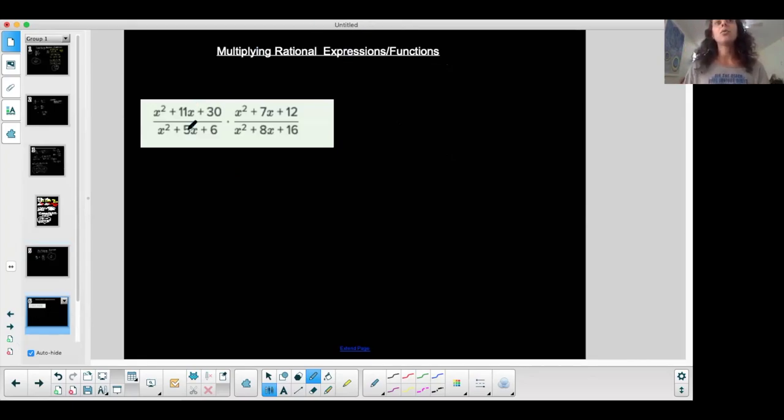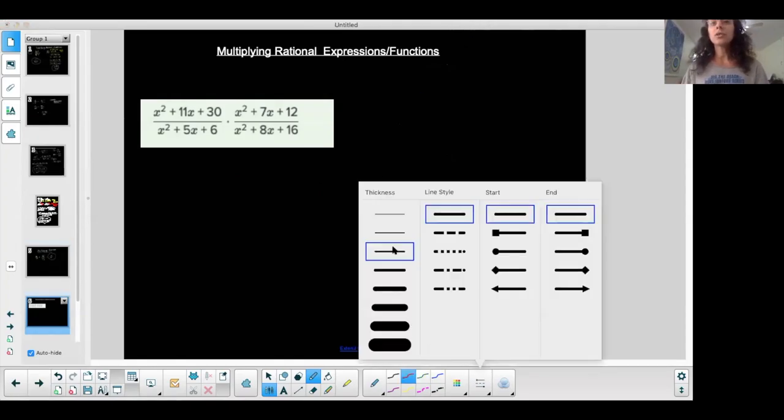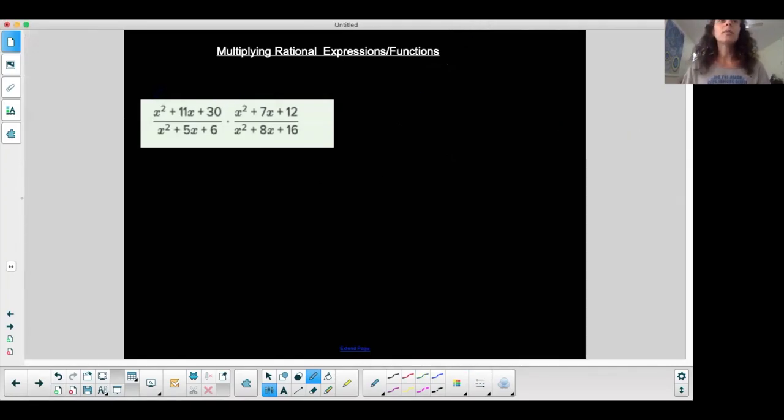Obviously, I have 1, 2, 3, 4 polynomials. They're all trinomials, and all of them look like they could potentially be factored. So let's go ahead and rewrite them. Sometimes what I do for my students is number them. So let's call this polynomial 1, and focus on polynomial 1 by itself initially.